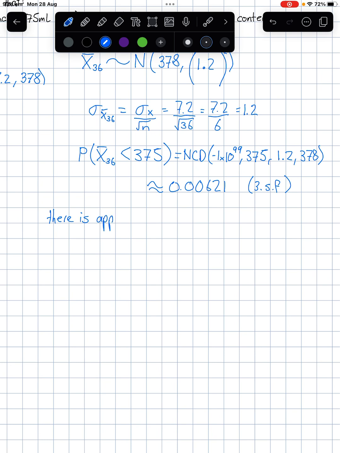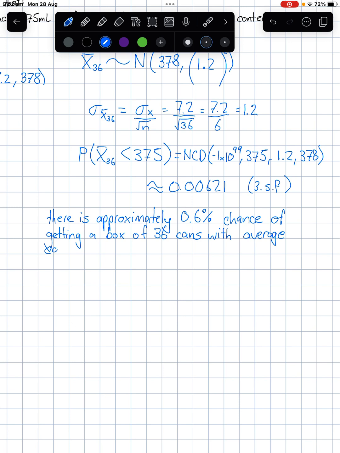So we've got there is approximately 0.6% chance of getting a box of 36 cans with average contents less than 375 mil, compared with 33.8% chance of an individual can having contents less than 375 mil.